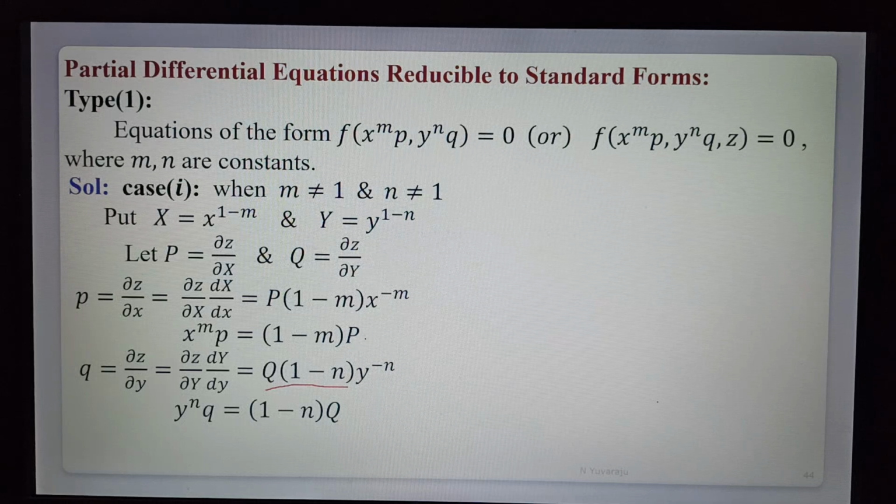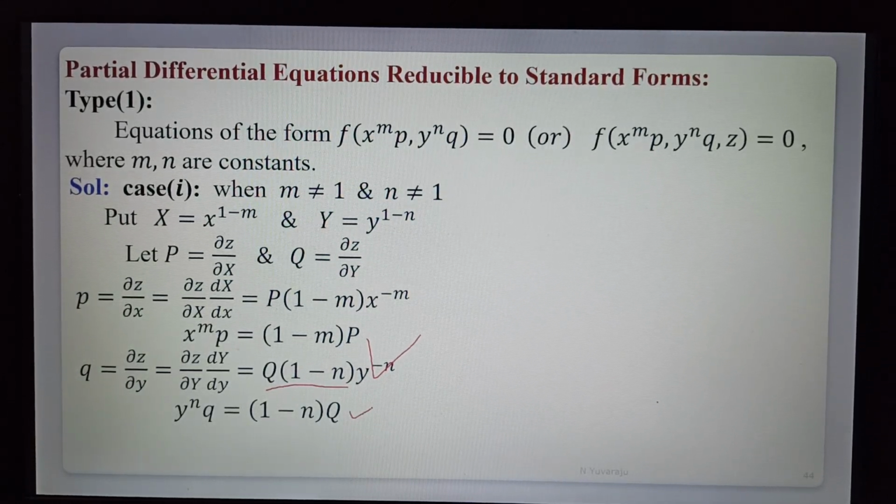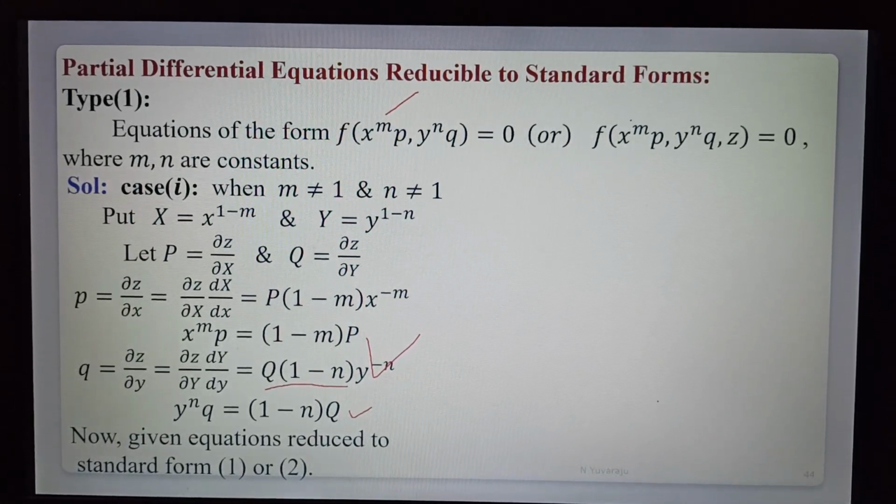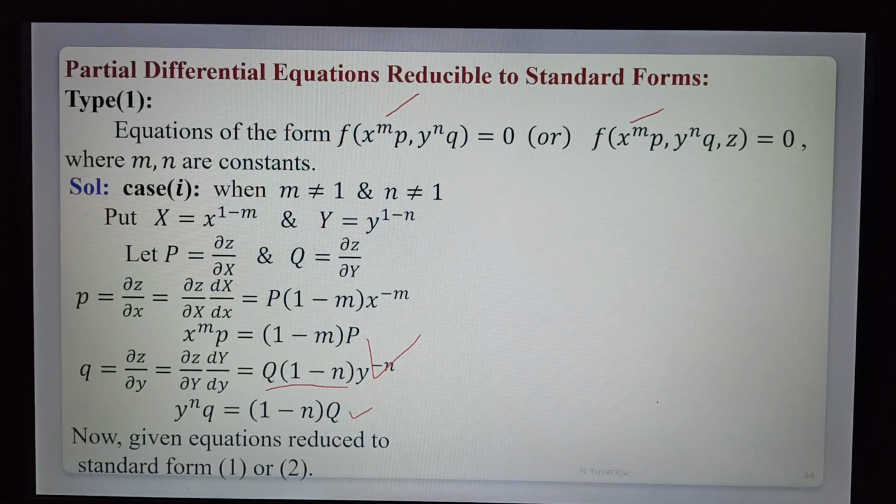Substituting both values, x power m p and y power n q, into the given equation, the equation is reduced to standard form 1 or 2. It becomes a function f of P comma Q, or a function of P comma Q comma z. Substituting x power m p and y power n q in the given equation, it is totally converted to standard form 1 or 2. Again the same procedure is used to find the solution of the given equation. This is case 1.